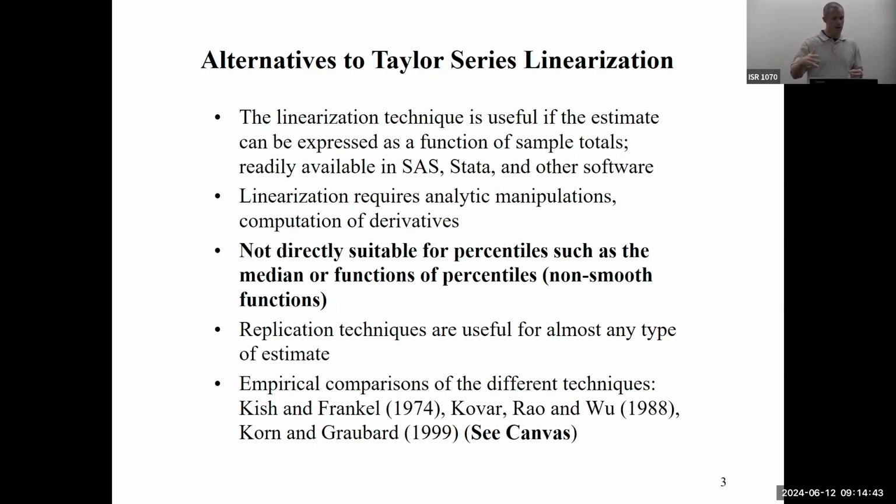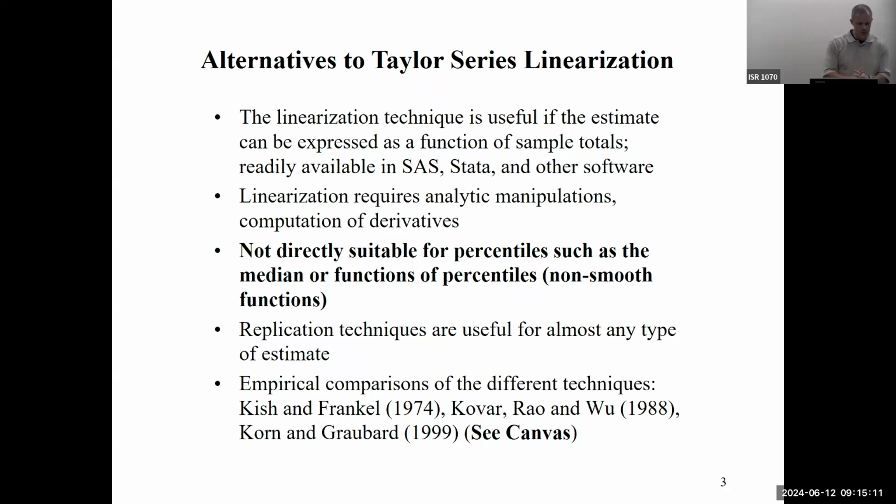Okay? We rewrite our estimate as a function of sample totals. Then we apply the Taylor series expansion idea to rewrite that complicated function as a linear combination of sample totals. Once we have that linear combination, we can write down the variance of that linear combination. And that boils down to taking the variances and covariances of sample totals. And we have known formulas that we can use to do that. That's the whole linearization idea.